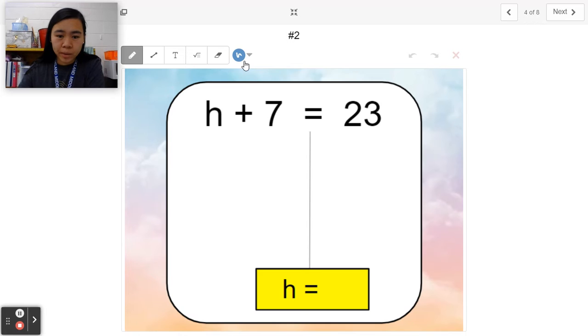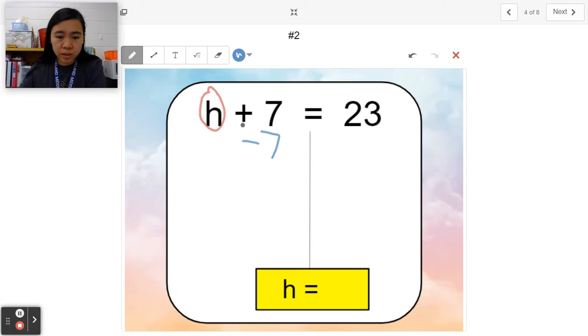4 more. h plus 7 equals 23. So I'm going to go ahead and circle my variable. This is what I want to be by itself. I'm solving for that h. I have an h plus 7. I also have a positive 7 on this side. So I want to get rid of that because I want h by itself. How do I get rid of a positive 7? Well, I'm going to take that away. I'm going to subtract 7.